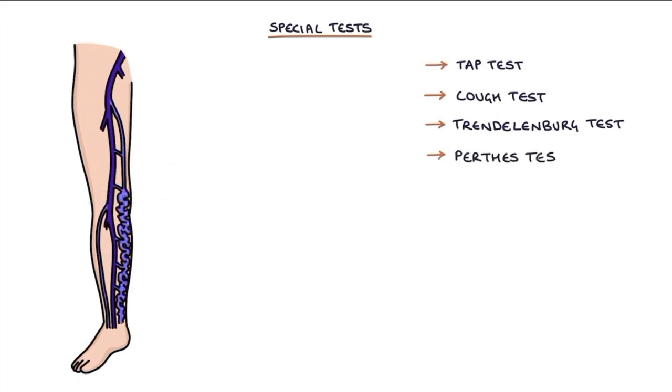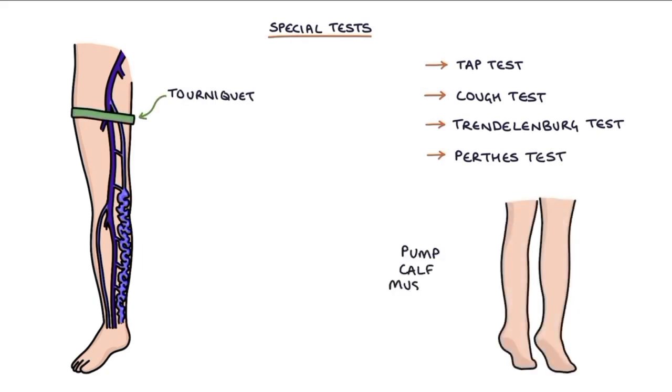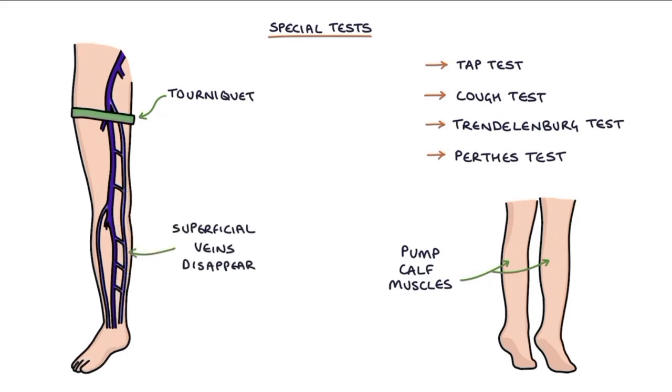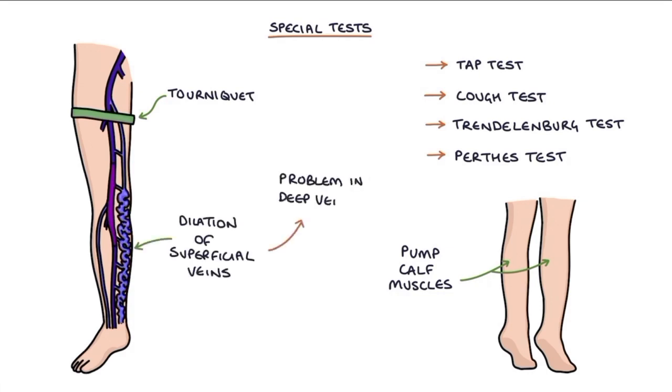Next, the Perthes test. The Perthes test involves applying a tourniquet to the thigh and asking the patient to pump their calf muscle by performing heel raises while standing. If the superficial veins disappear while the patient is pumping their calf muscles, this means the deep veins are functioning normally. If there's increased dilation of the superficial veins, this indicates a problem in the deep veins, such as a deep vein thrombosis.